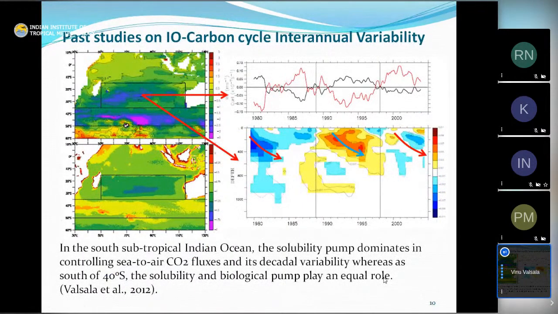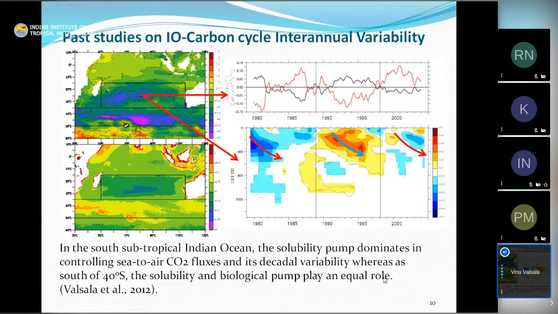In another study of our own, we looked at the carbon cycle variability in the solubility pump region, for example, the gyre center region, where biology hardly has any role and the chemical solubility directly controls the carbon cycle. We show that there are large decadal signals also built up in the Indian Ocean carbon cycle. This is what I was mentioning in the beginning. Such decadal signals, along with the anthropogenic trend, make it very difficult to discern any subtle interannual variability that exists in the tropical to subtropical Indian Ocean. So this is becoming a challenge.